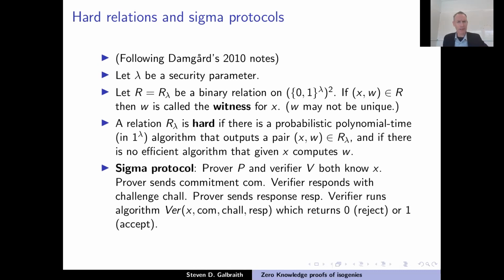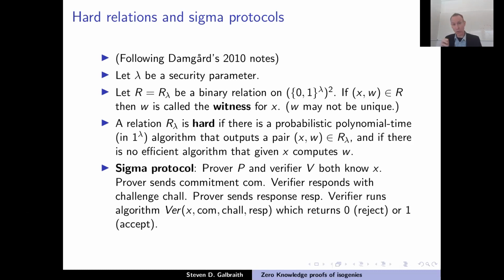So what we're really interested in is relations or languages. And we have something called X. X is a statement, a claim that's being made, and W is a witness. So in the graph situation, X would be the pair of graphs, the first graph and the second graph, and the witness is an isomorphism between them.